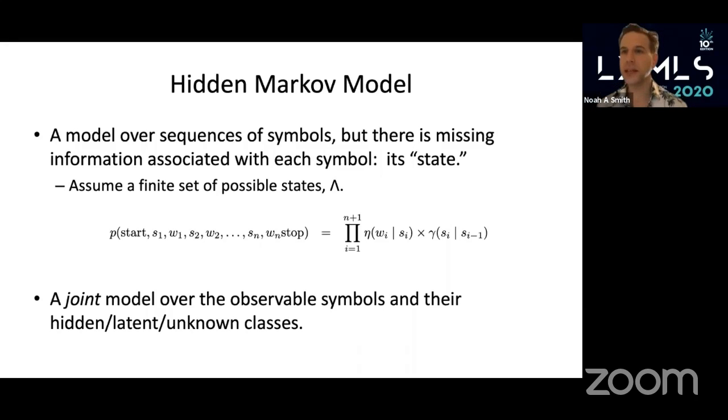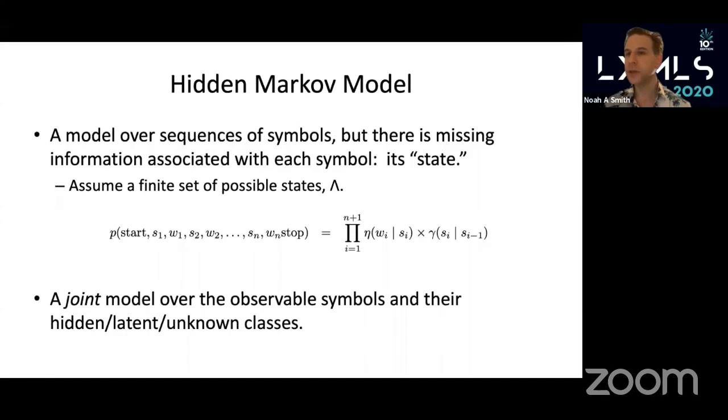We assume that there's a finite set of possible states. I'm going to use lambda to denote that set. And the way we define the distribution of a sequence of symbols together with the sequence of states. So notice here I have P of start, S1 and W1, S2 and W2, all the way up to Sn and Wn, and to stop at the end. The probability of that double sequence of states and symbols is given by the formula on the right. So this should remind you very much of the class-based language model that we saw in the last section.